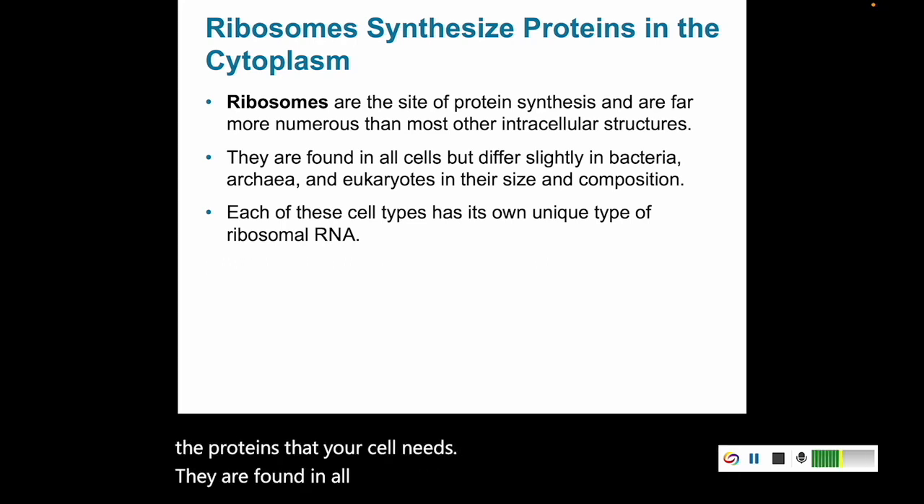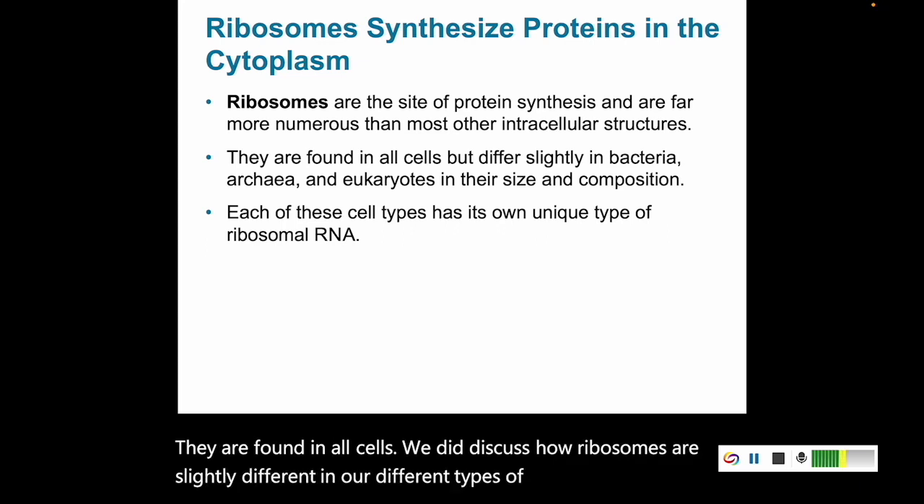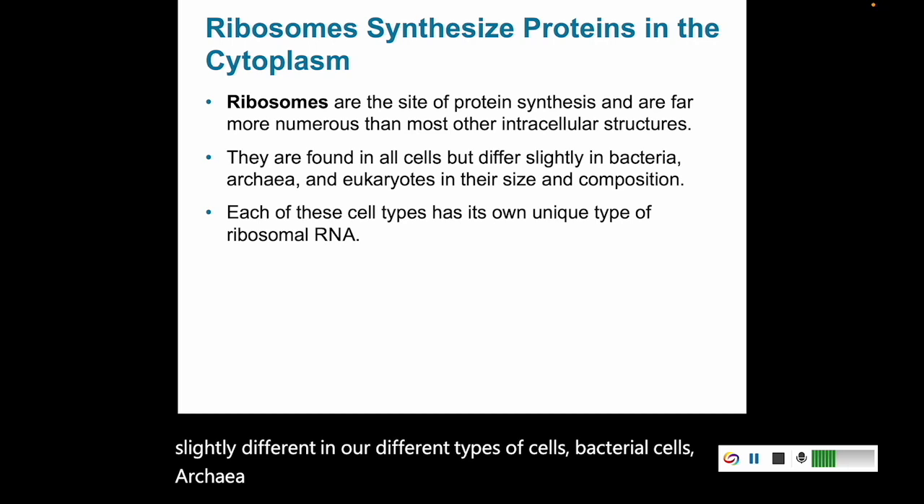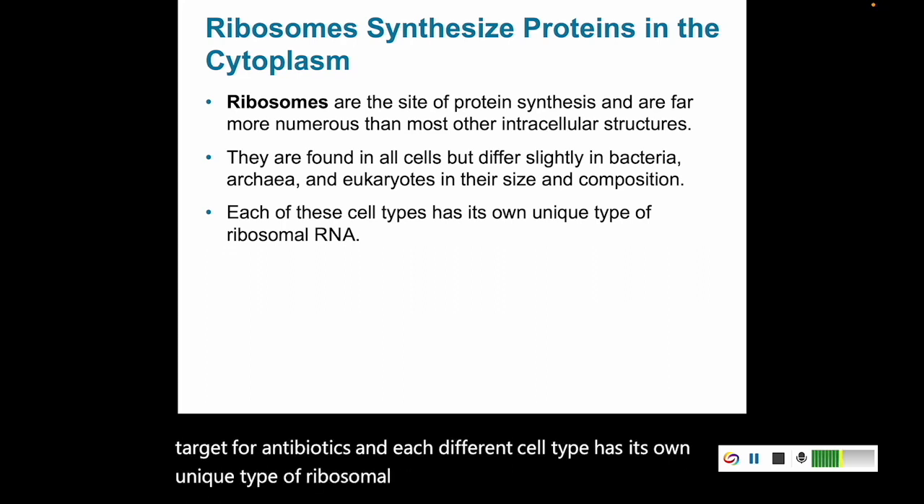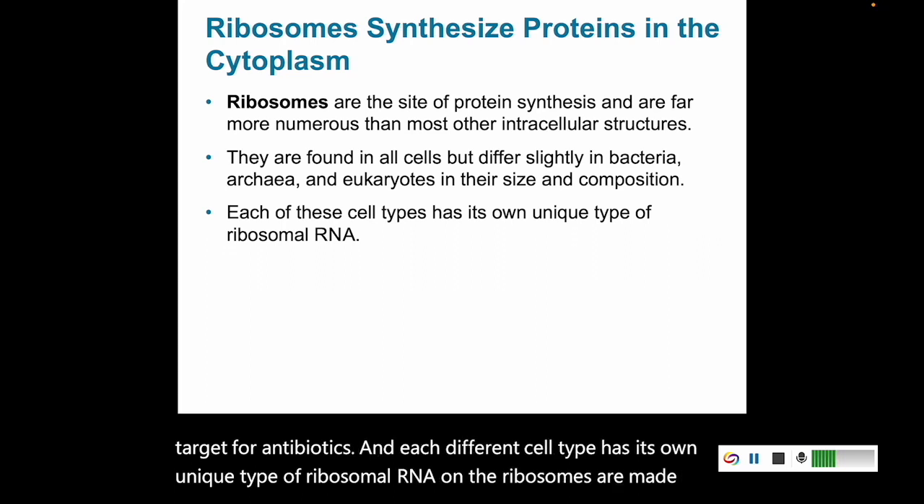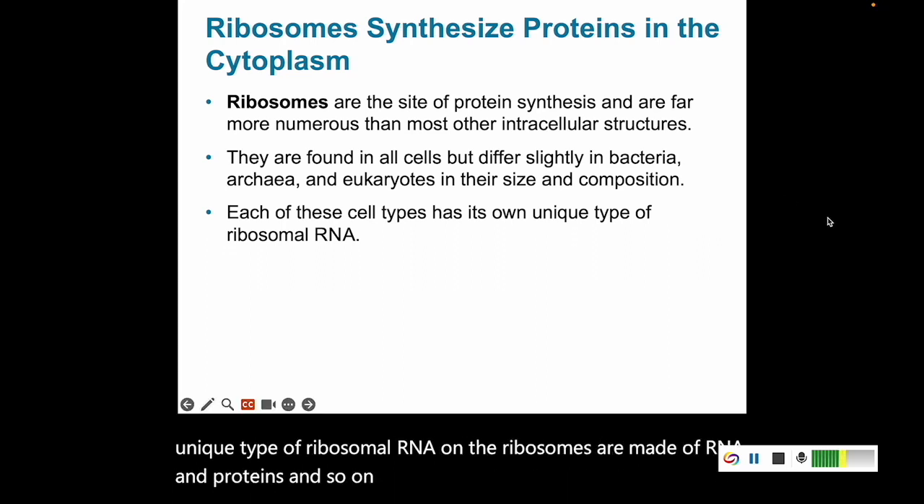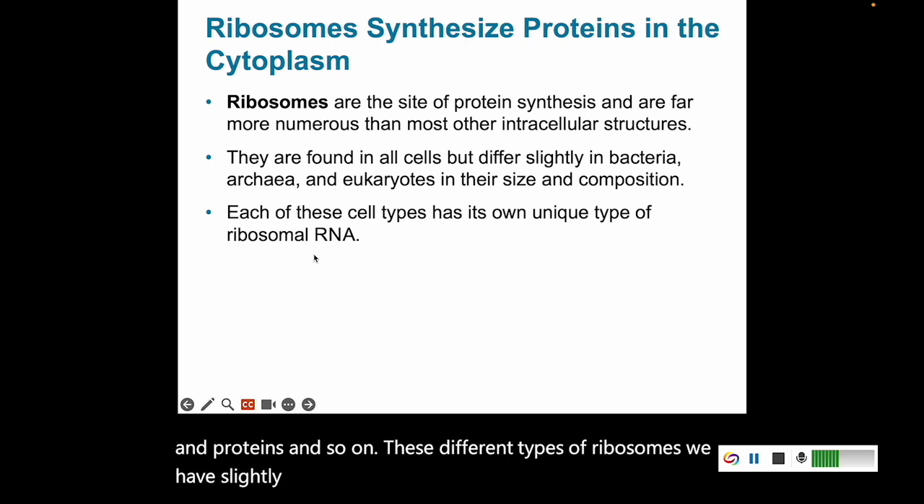We did discuss how ribosomes are slightly different in our different types of cells, bacterial cells, archaea cells, and eukaryotic cells, which allows that to be a target for antibiotics. And each different cell type has its own unique type of ribosomal RNA. The ribosomes are made of RNA and proteins. And so in these different types of ribosomes, we have slightly different ribosomal RNA.